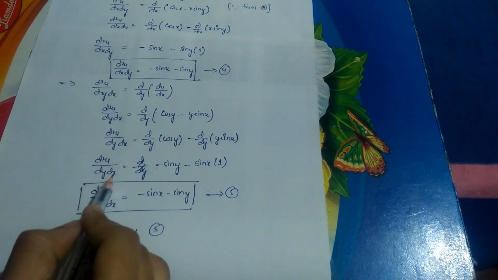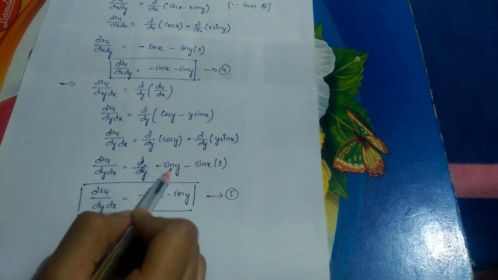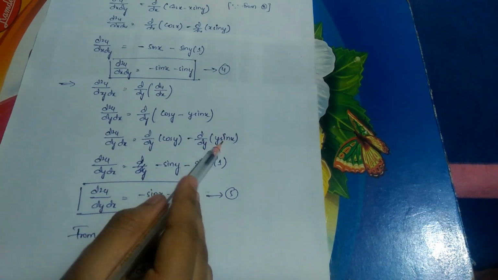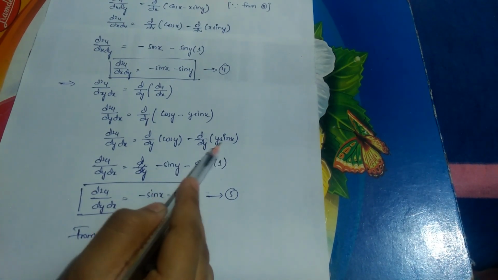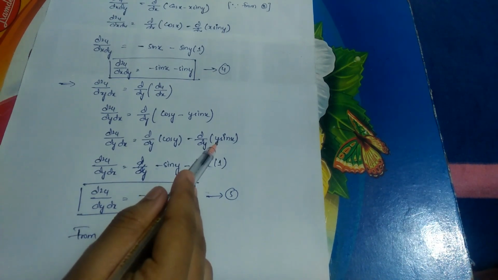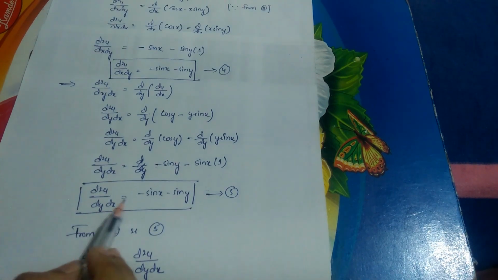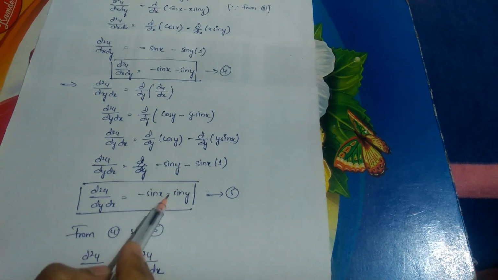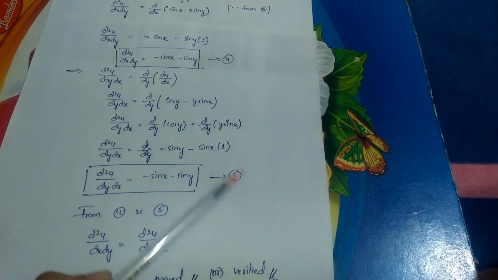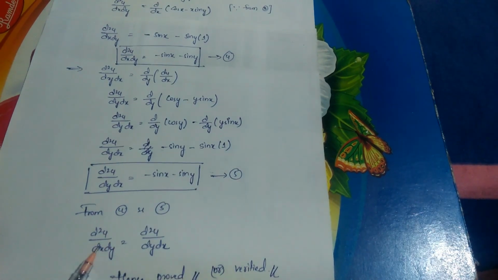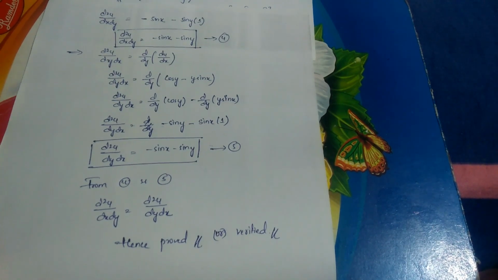Then ∂²u/∂y∂x is equal to cos y differentiated with respect to y, which is minus sin y, and then minus y sin x is differentiated with respect to y, where sin x is treated as constant. So sin x into y differentiated with respect to y is 1. So ∂²u/∂y∂x is equal to minus sin x minus sin y. From equation 4 and equation 5, we can tell that ∂²u/∂x∂y is equal to ∂²u/∂y∂x. So hence it's verified.